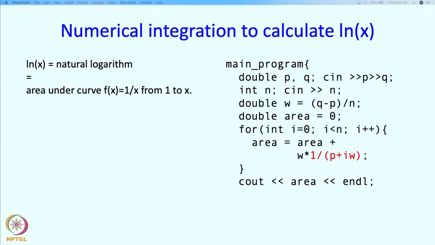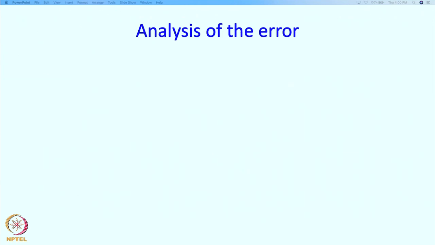Now since we are calculating ln x, we can actually print out over here the official value, or the C++ library log function value, which gives us ln of x. And then if we compare these two things, we will know how good our calculation is. Now we can do that, and it turns out that that gives fairly good results.